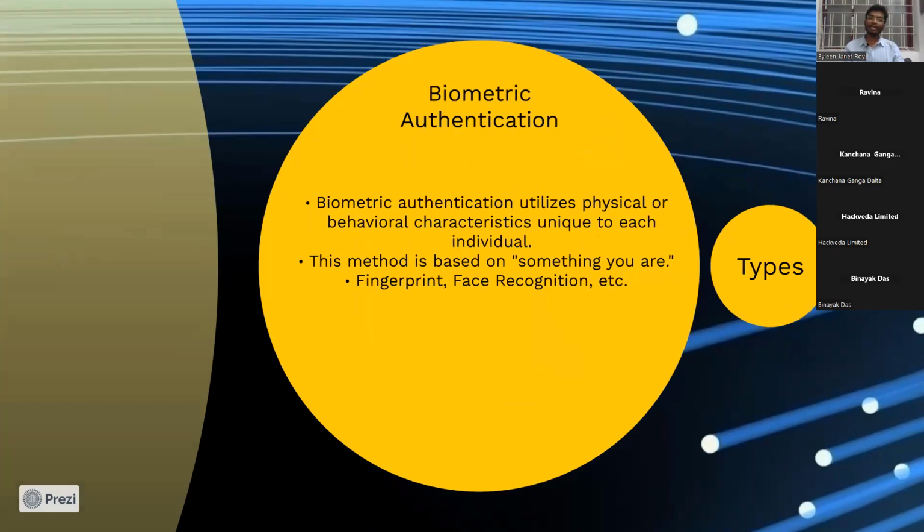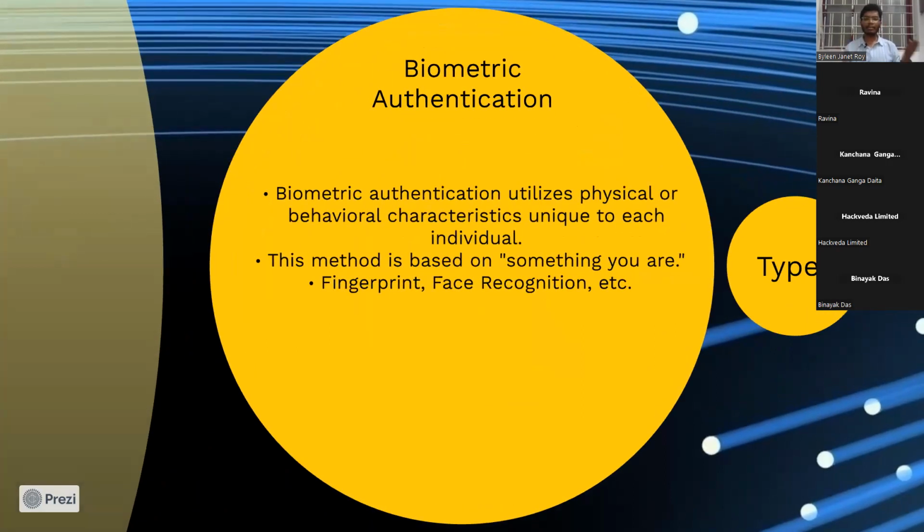And biometric. Biometric is nothing but the physical and behavioral characteristics unique to each individual. Like, I have my own fingerprint. No one else in this world will have the same fingerprint as mine. And this is based on something you are. That is, I have my own fingerprint, my own face recognition, my own iris scanner, and so on. Only I have those.